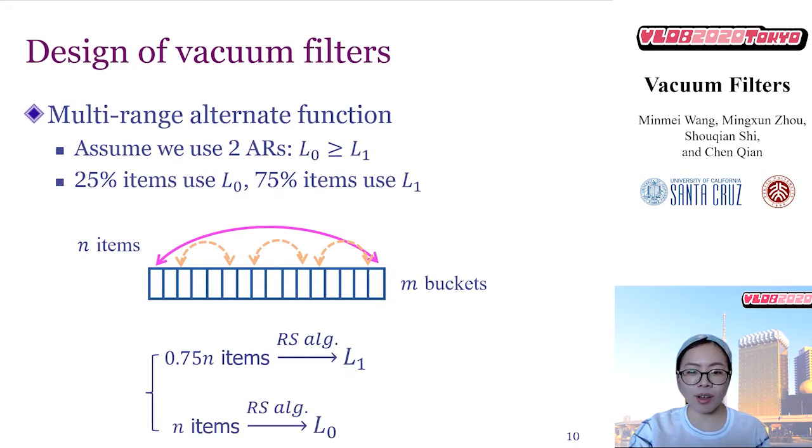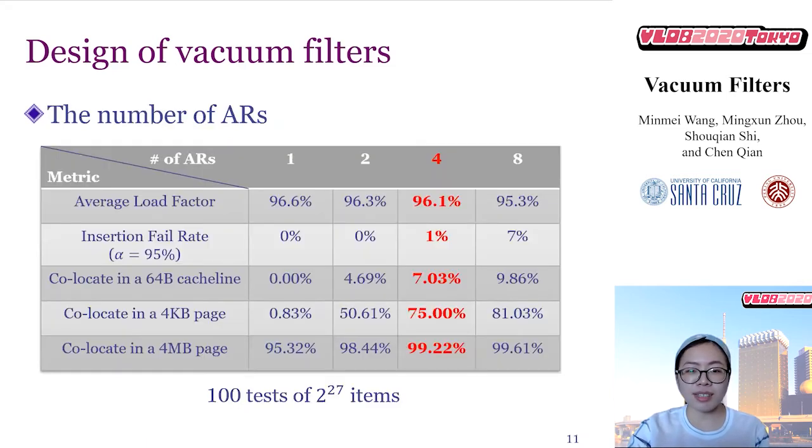Then we calculate L0 by using the range selection algorithm by n items, because we find that large chunk with L0 and small chunk with L1 may overlap as shown in the figure. To decide the number of ordinal ranges, we do experiments to show the performance. We find that with 4 ordinal ranges, the filter can achieve a good trade-off between the higher load factor and a good data locality. So in our design, we adopt 4 ordinal ranges.